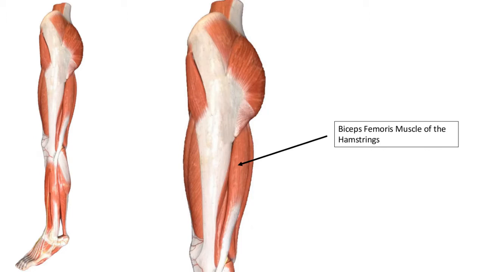All right, here it is on the lateral view. And it's just posterior to the iliotibial tract there. That's the biceps femoris.